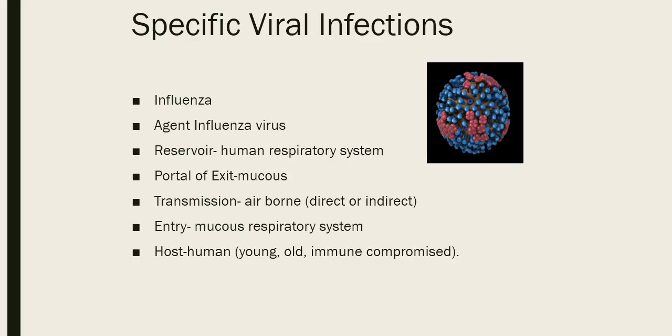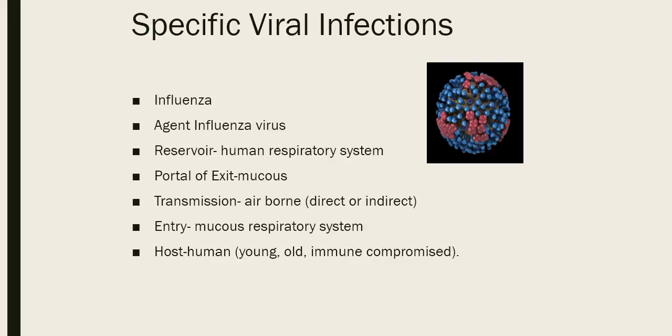So the first viral infection we're going to look at is influenza. If you look at the chain of infection, the agent or pathogen is the influenza virus. The reservoir is the human respiratory system. It exits the human through mucus.